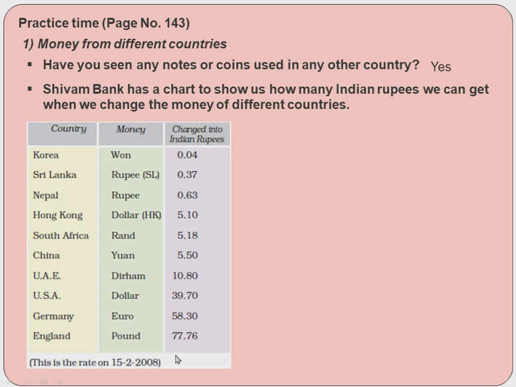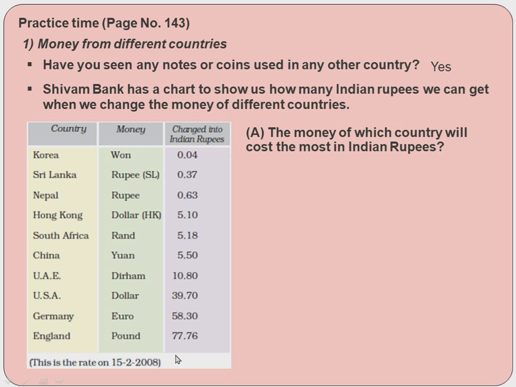Children, did you understand this tabular column? Now, let us see the questions related to it. A. The money of which country will cost the most in Indian rupees? That means, if you exchange, which one will you get more for? Directly you can say 77 is more, yes or no? So, the money of England will cost the most in Indian rupees. If you exchange 1 pound, you get nearly 78 rupees, but if you exchange 1 of the other, you get 4 paisa. So the England pound is more.